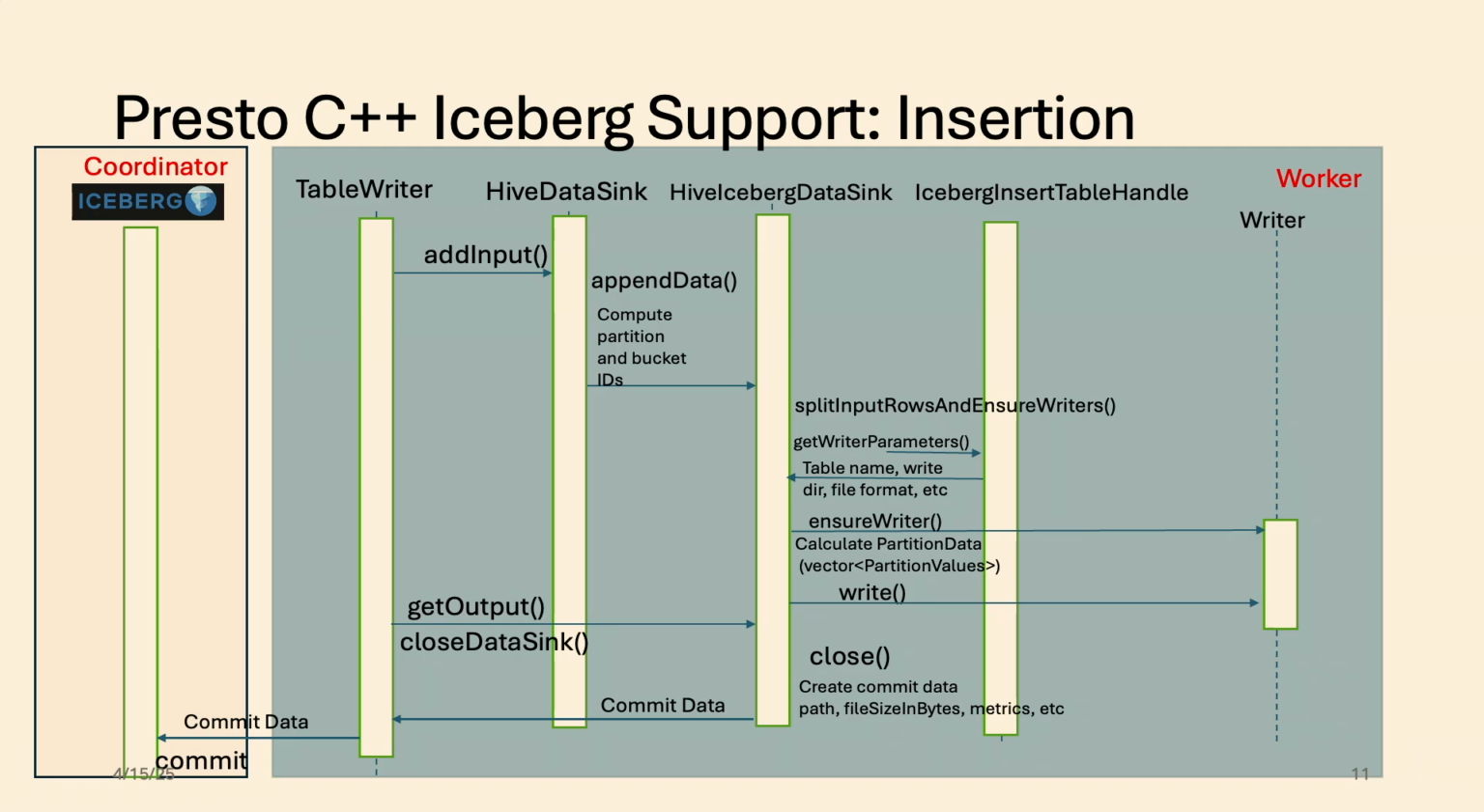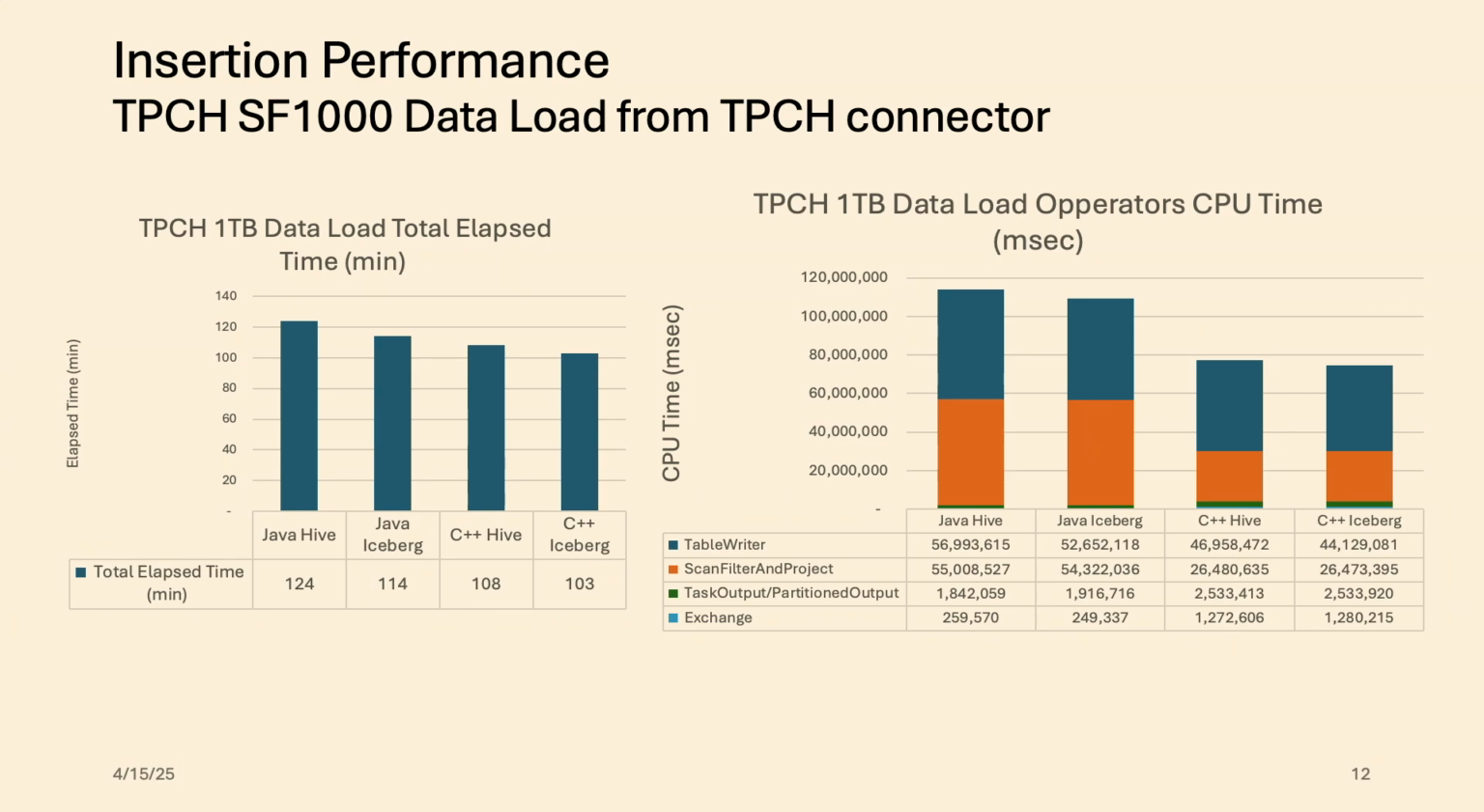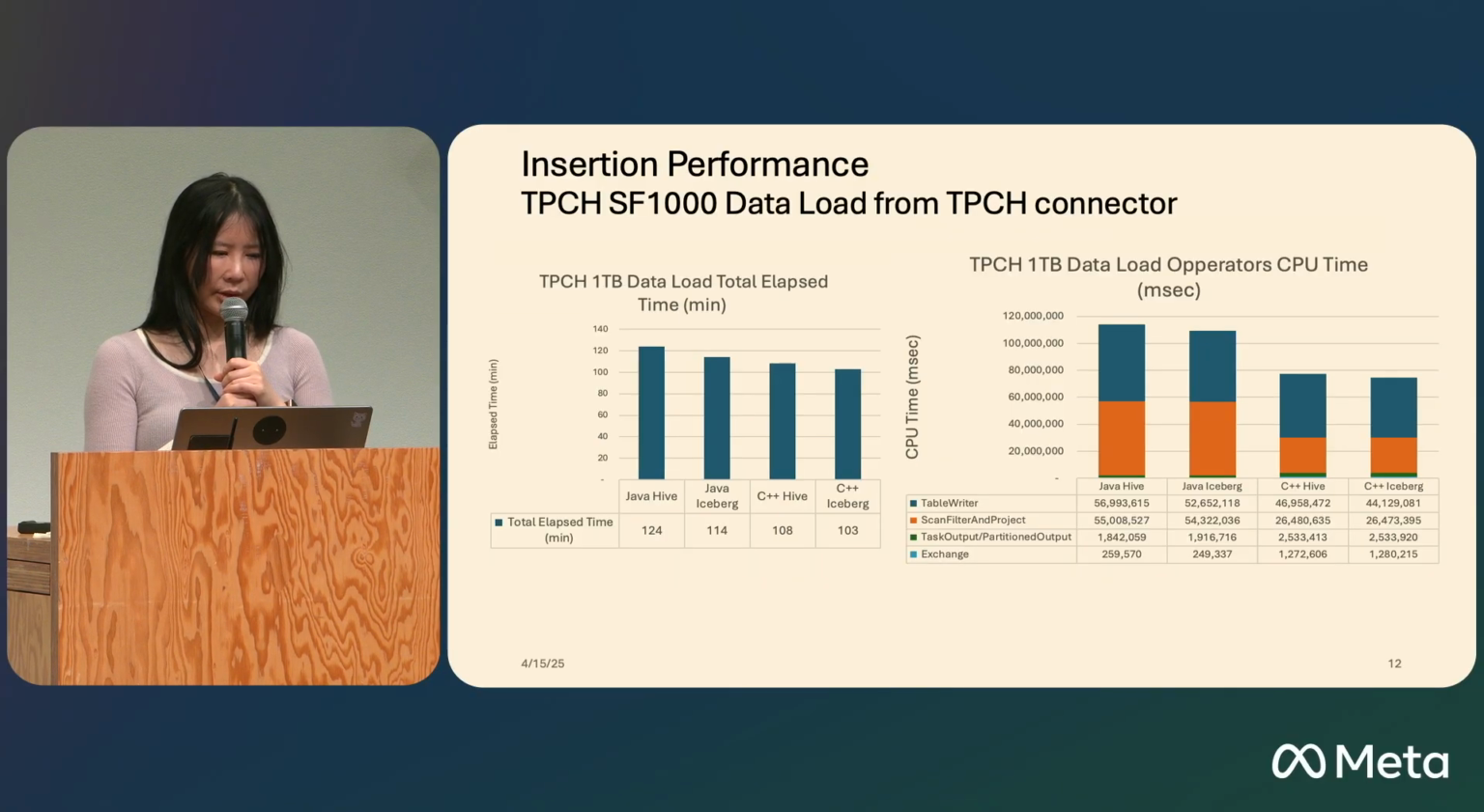Okay, and here are some performance numbers for insertion. We use TPCH 1 terabyte data loaded from the TPCH connector. We run this in Presto Java and Presto C++, in both Hive and Iceberg connectors. We see that the C++ implementation is about 10% faster than the Java one. And this actually comes from the TPCH connector.